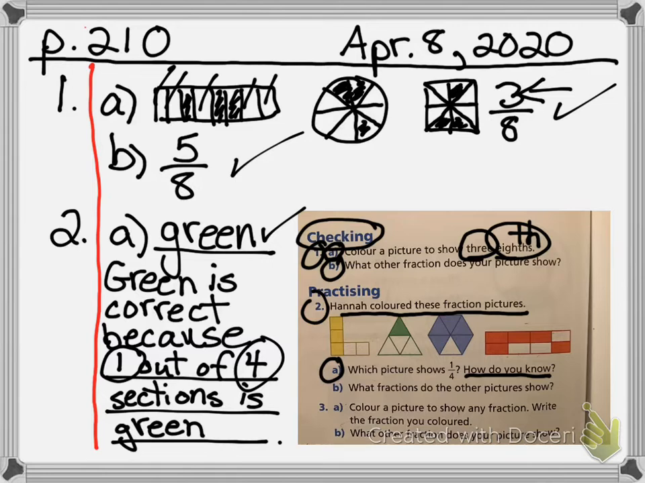Now, B. Let's look at B here, and I'm running out of room, so I'm going to put B right here, but you should be putting it underneath. B says, what fractions do the other pictures show? So you are going to write the word yellow, and beside that, you're going to write the fraction. Then you're going to write the word blue underneath that, or purple, I guess it is, and write the fraction. And then you're going to write the word red under that and write the fraction.